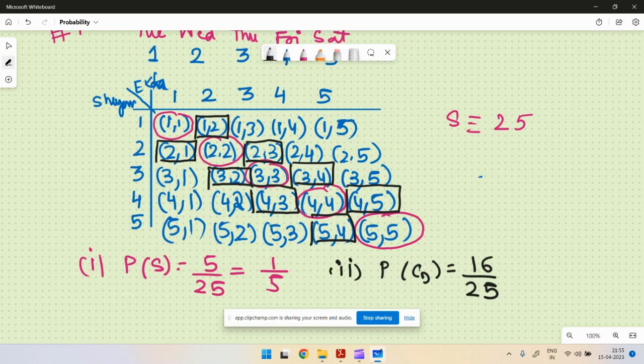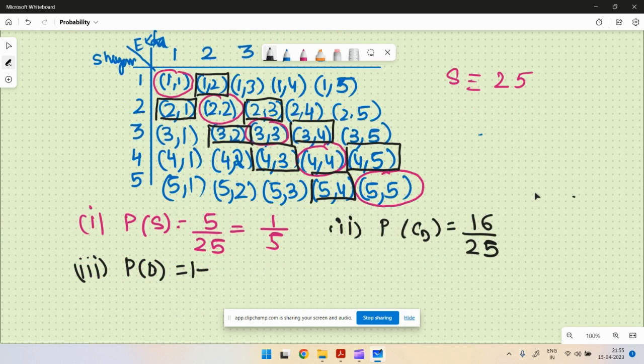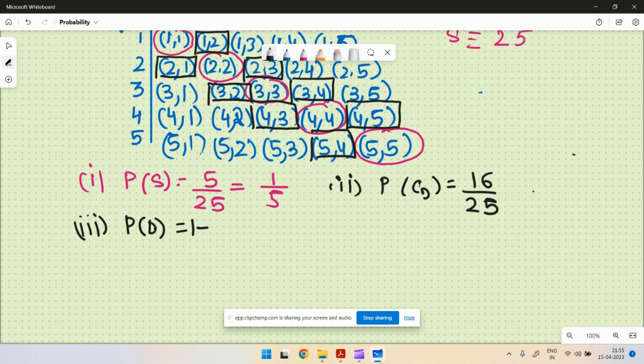So the third is the probability of visiting on different days, P different. What do you think? It is 1 minus P same. What is P same? 1 minus 1 by 5, which is nothing but 4 by 5.